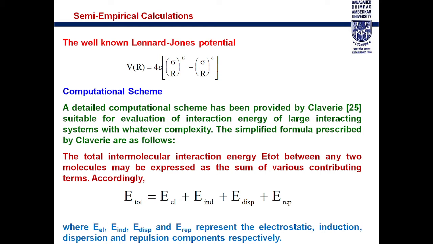Total intermolecular interaction energy between any two molecules may be expressed as a sum of various components. Accordingly, E total is equal to E electrostatic plus E induction plus E dispersion plus E repulsion. These represent the electrostatic, induction, dispersion, and repulsion components respectively.